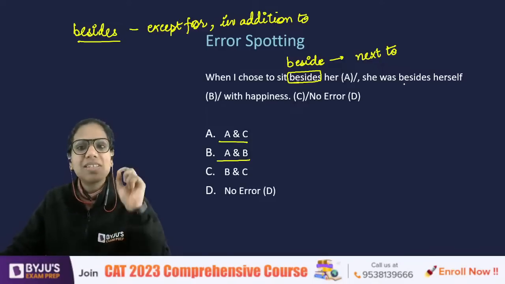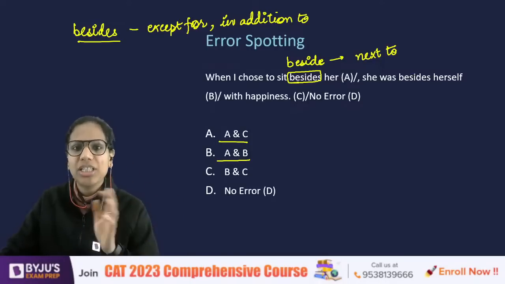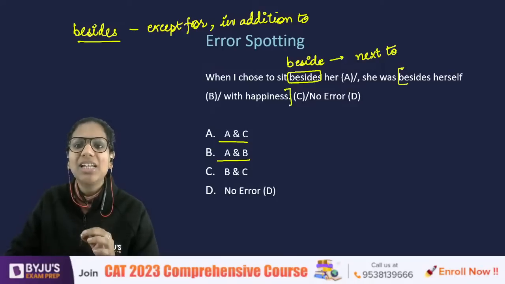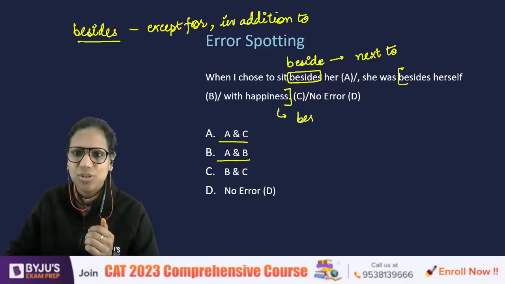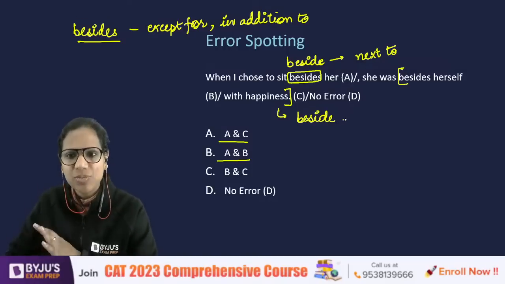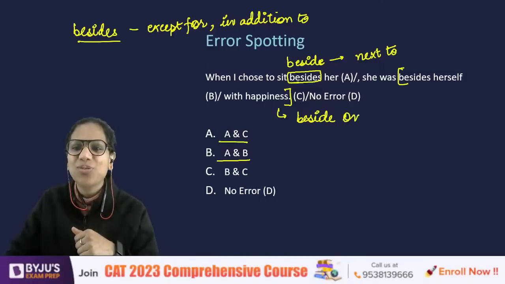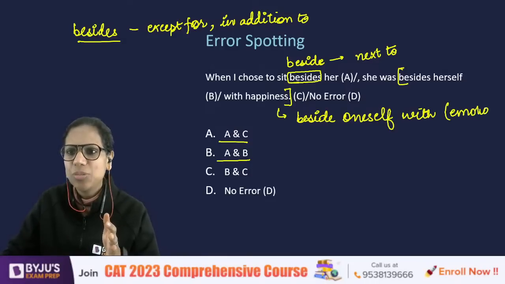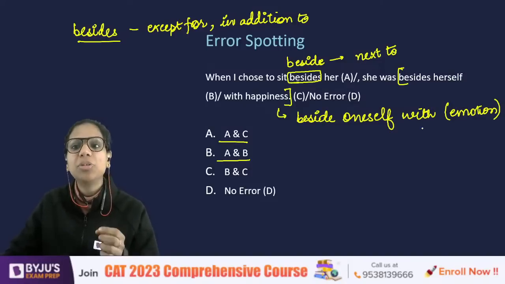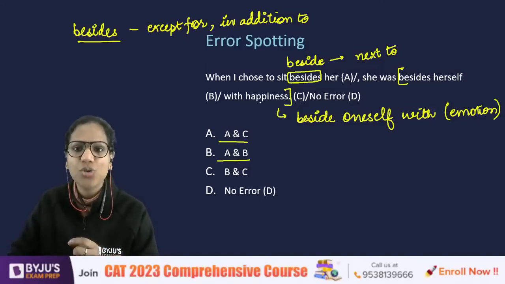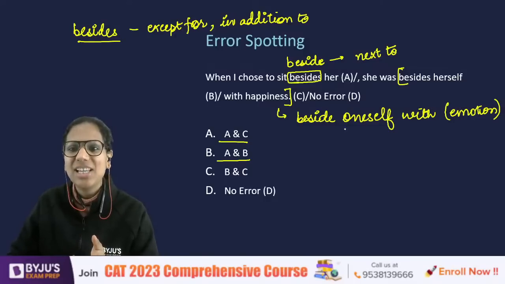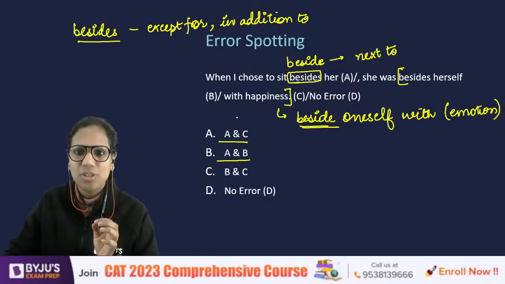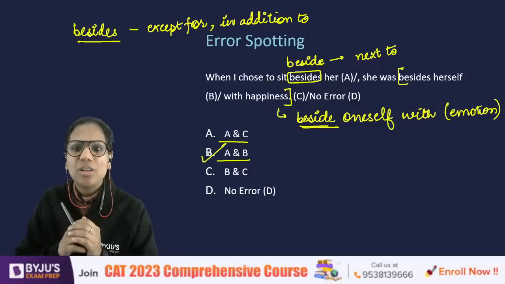She was, now this is idiomatic. This is a combination of a vocabulary and grammar question. When you are beside yourself with some emotion, okay, beside oneself, she was beside herself, he was beside himself, I was beside myself. So when someone is beside oneself with a certain emotion, that means they are overwhelmed. So one could be beside oneself with anger. It doesn't always have to be happiness. So beside oneself with something, and this is the preposition that we need here, beside again. So A and B both are erroneous.